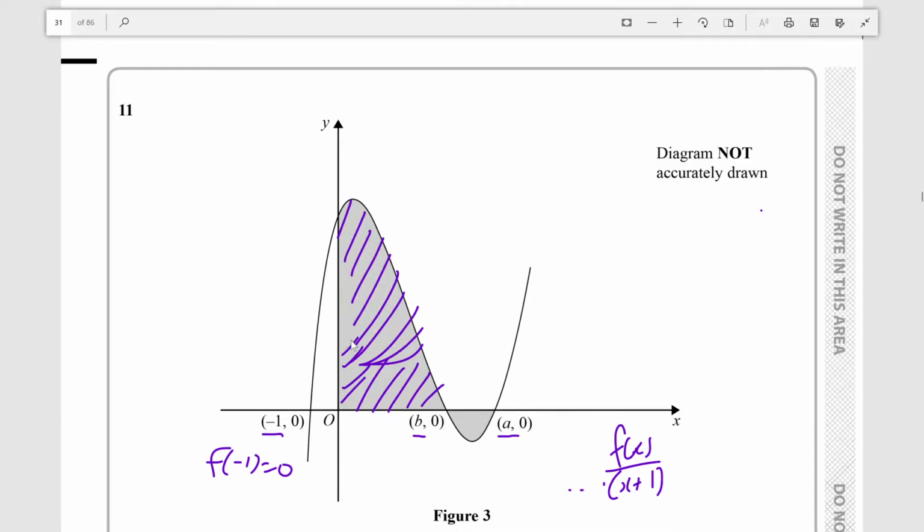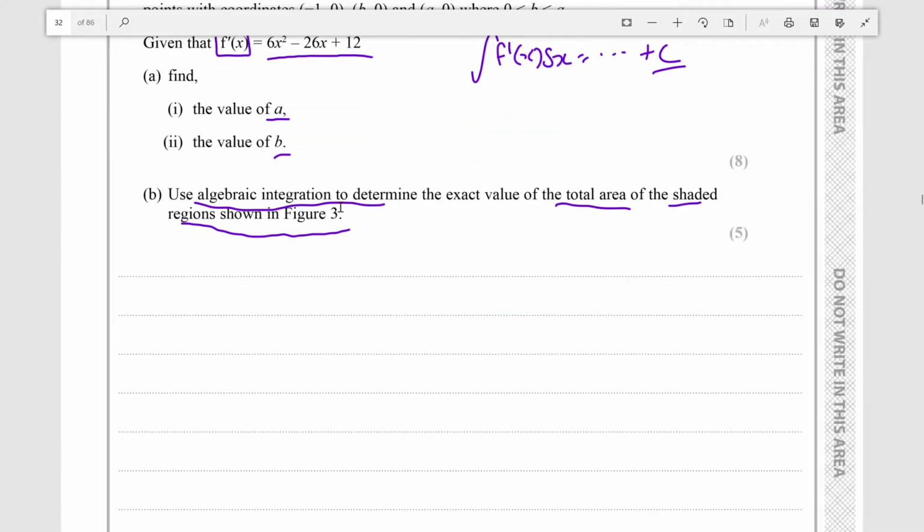Since this is above the x-axis, it will be the positive of the integral from 0 to b of f(x). And since this is below the axis, the area will be the absolute value of, or the minus of, the integral from b to a of f(x) dx. And then we will add these two together to find the total area. Alright, so let's get started.